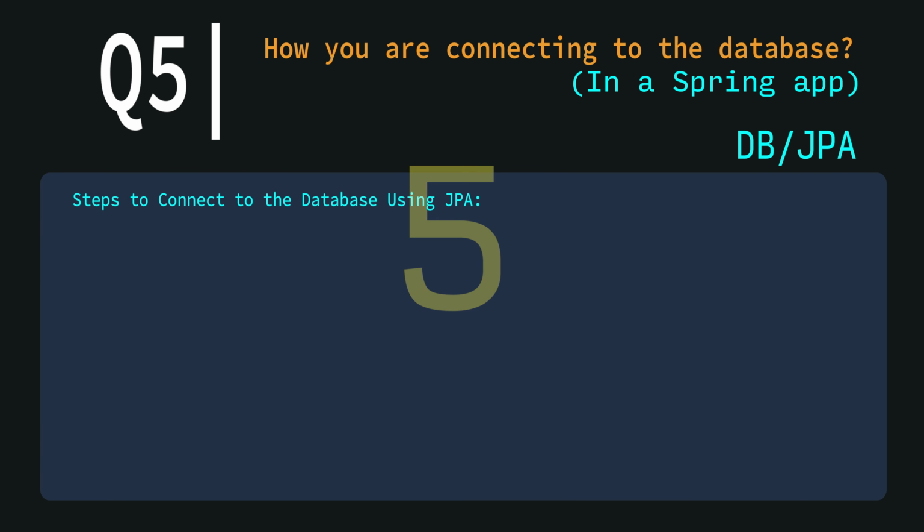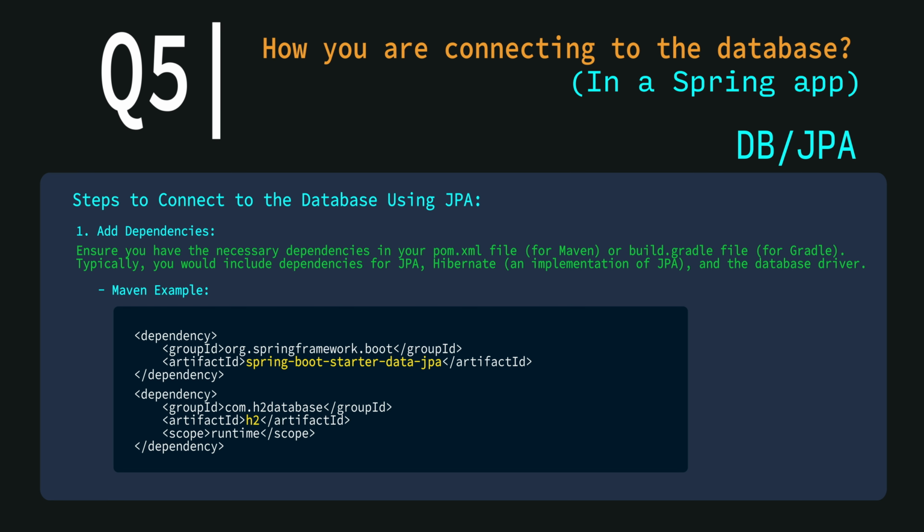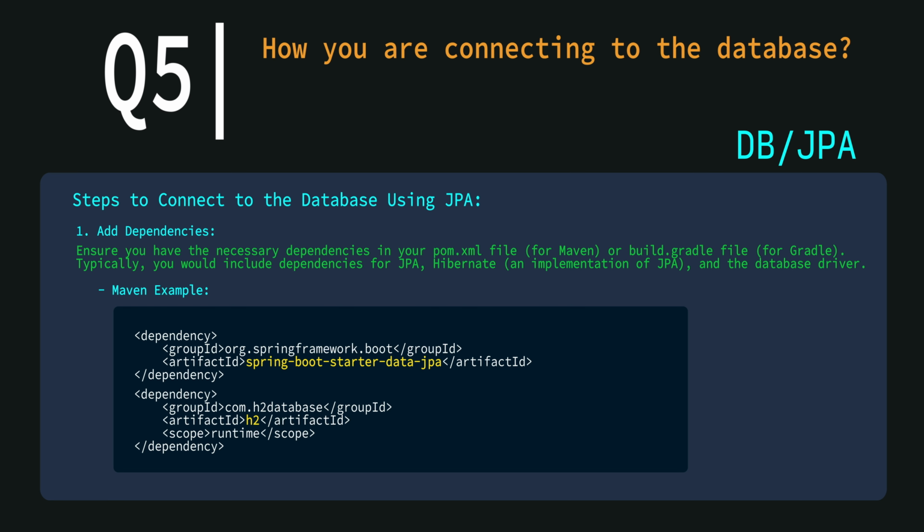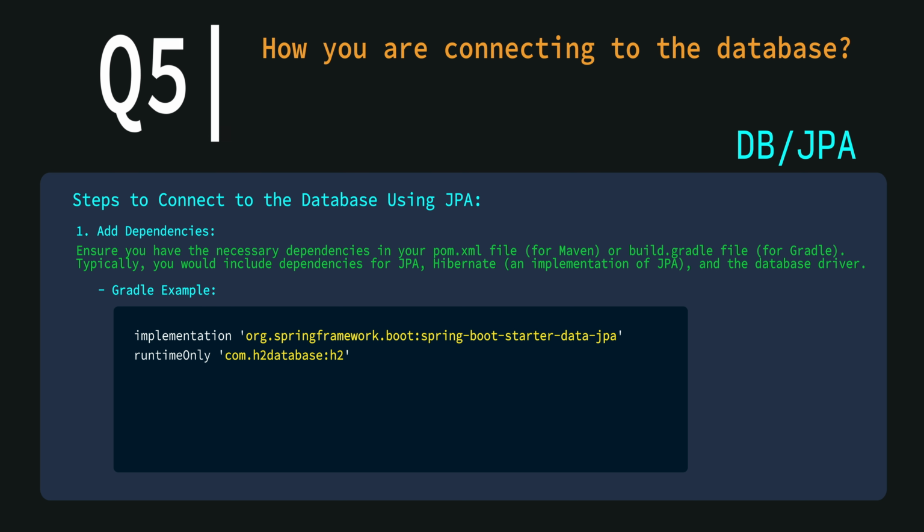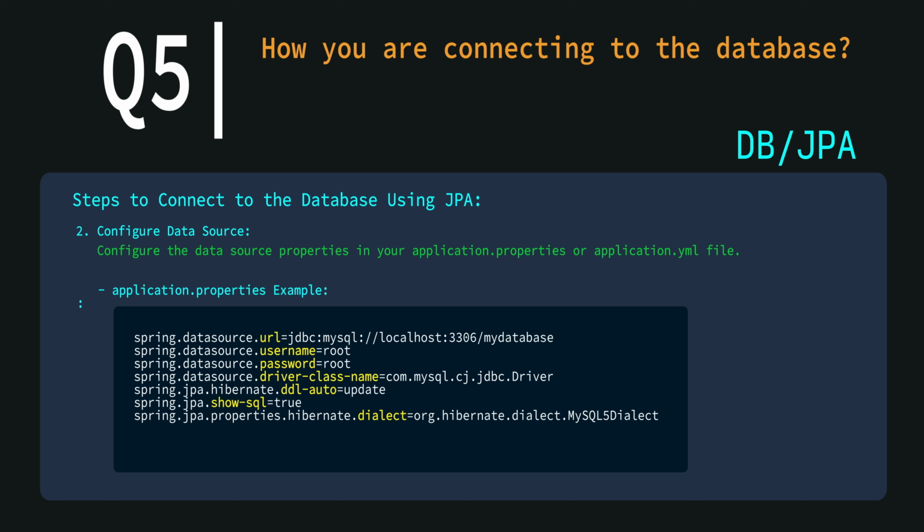So here the question is how you are connecting to the database. The actual question is how you connect to the database using JPA in a Spring application. In a Spring application, following are the steps. If you are using Maven, then you need to add the Spring Boot starter data JPA in the pom.xml, or else if you are using Gradle, then you need to add the same dependency in the Gradle file. Adding the dependency is the very first step, and the second step is configuration of the data source.